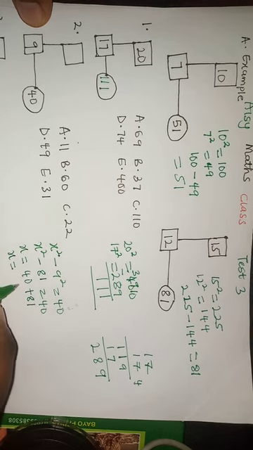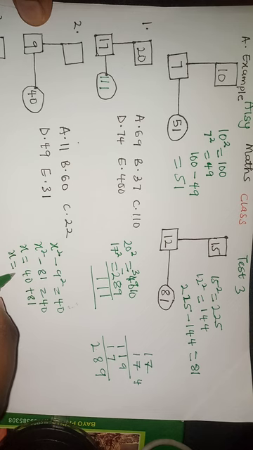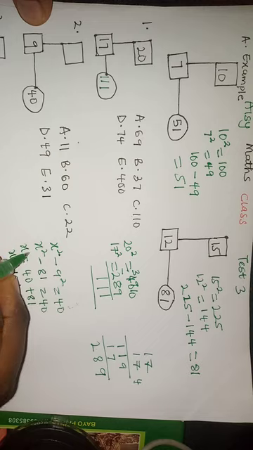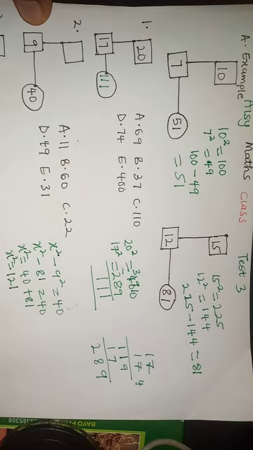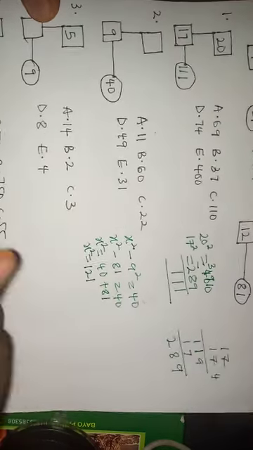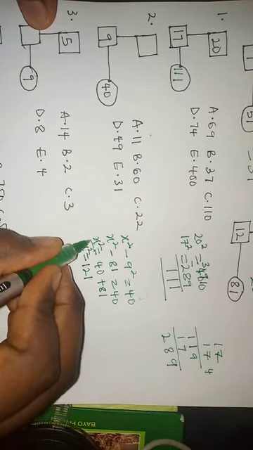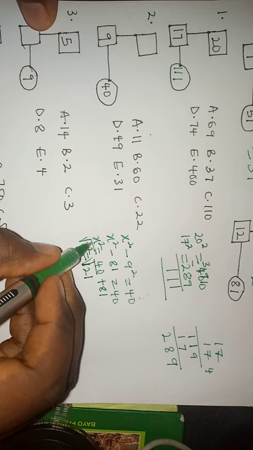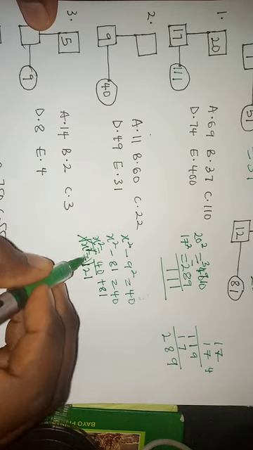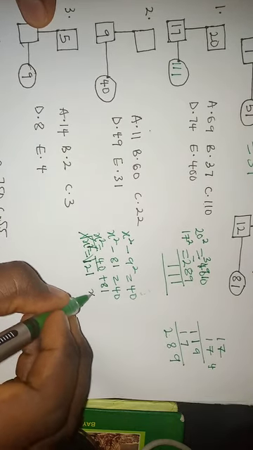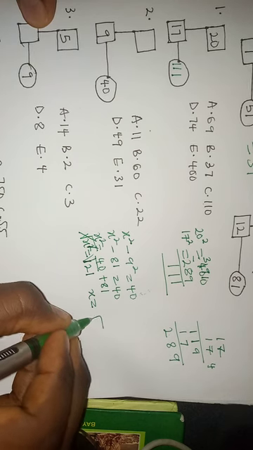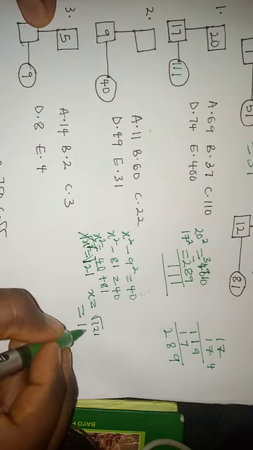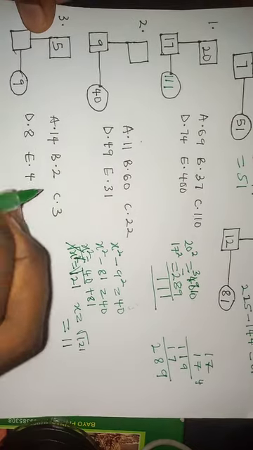x squared is equal to 121. So we are looking for what x is now, not x squared. So we are going to use square root on both sides to find x. The square root will cancel the square, so x is equal to the square root of 121. And the square root of 121 is what? 11. So our answer here is 11.